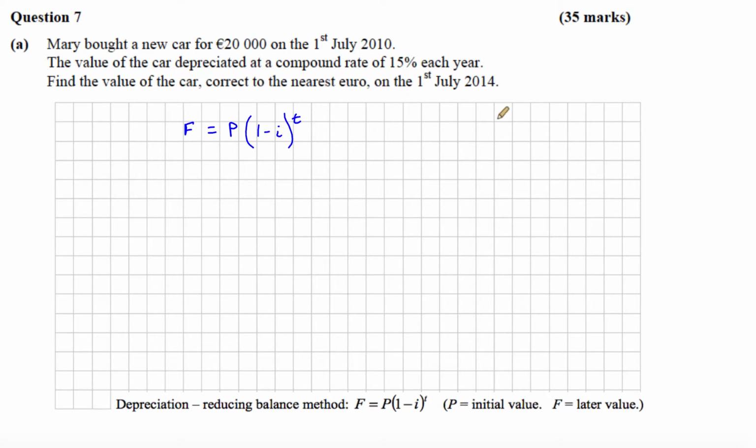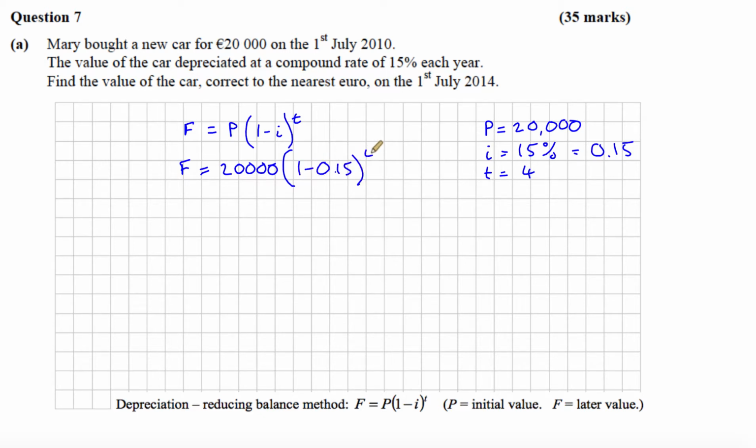Okay, so we can see here that P is equal to 20 grand. I is the 15%. Now we would write that as a decimal, which is divided by 100, 0.15. And T then is the time, which in our case is 4 years from 2010 to 2014, the same date. That's 4 years. So our F value, our final value, will be 20 grand multiplied by 1 minus I, which is 0.15, to the power of T, which is 4.